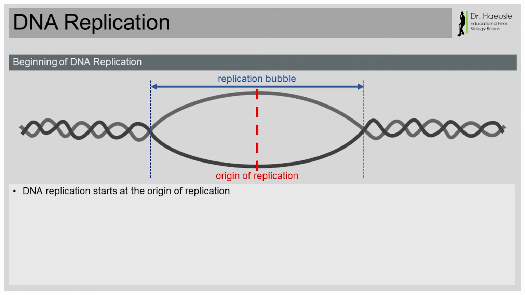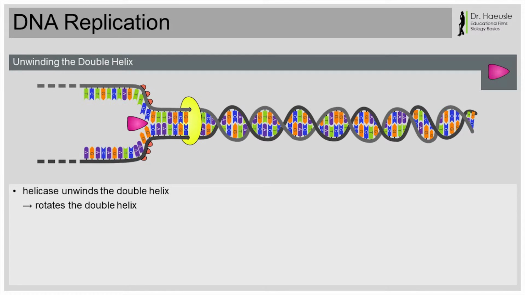The first step: at the origin of replication, the helicase has to get rid of the helix shape of the DNA and make it straight. To do this, it rotates the double helix. However, like this, the part of DNA that still has the helix shape, so the part in front of the helicase, gets more and more overwound. The torsional stress gets bigger and bigger with time.